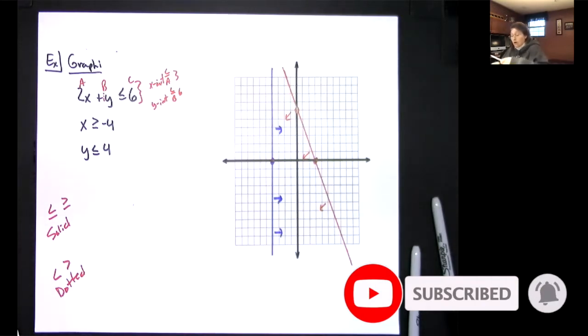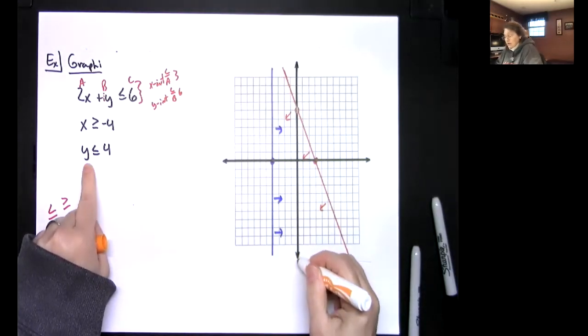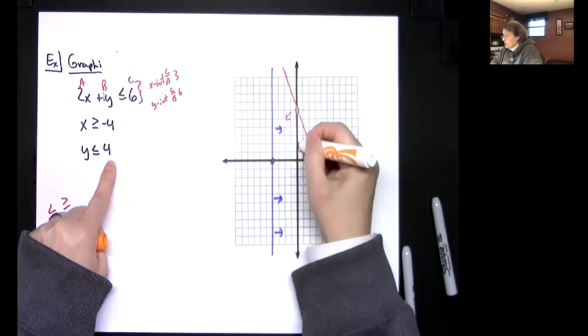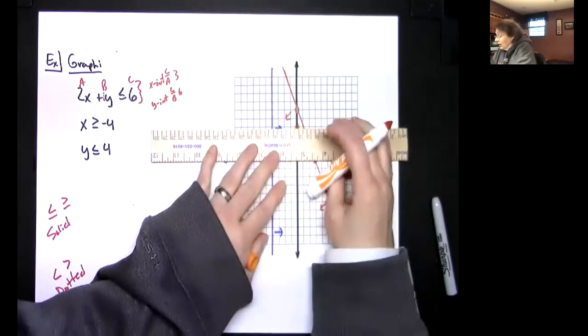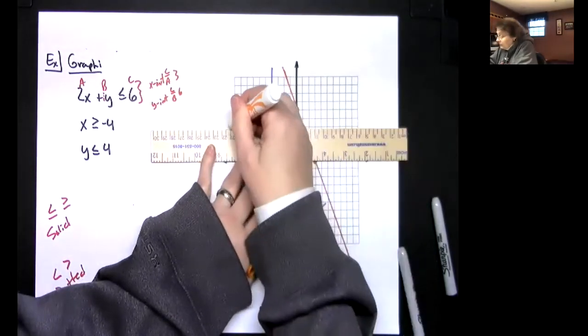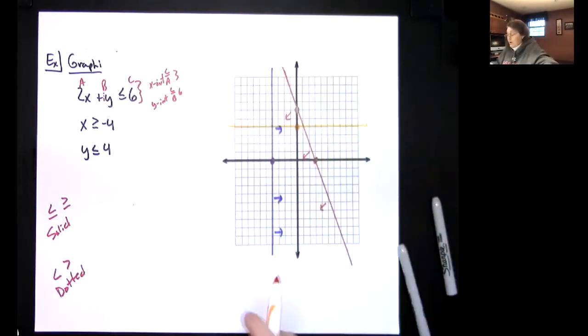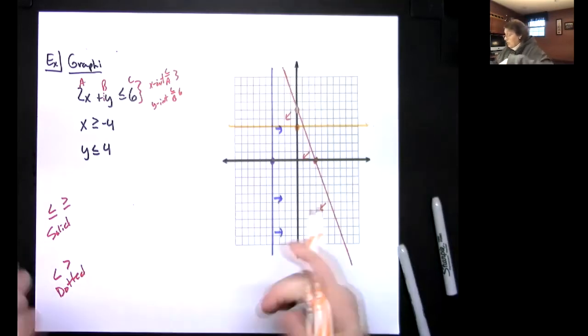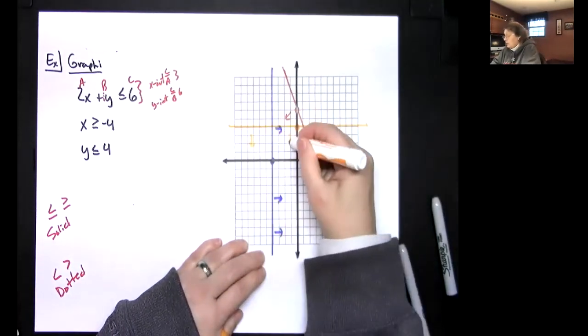And then for your y, it says y is less than 4. So go to your y-axis, go to the number 1, 2, 3, 4. And then draw a horizontal line. And then it says y is less than 4. So where are the numbers that are less than 4? This way, so I'm shading downward.